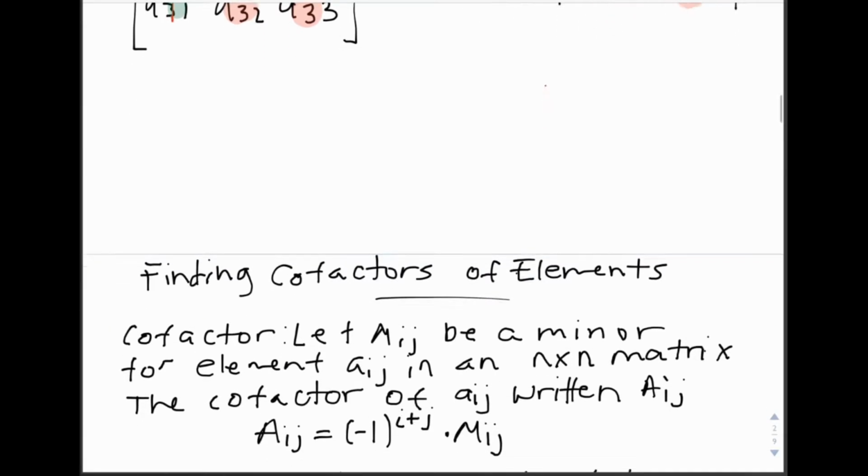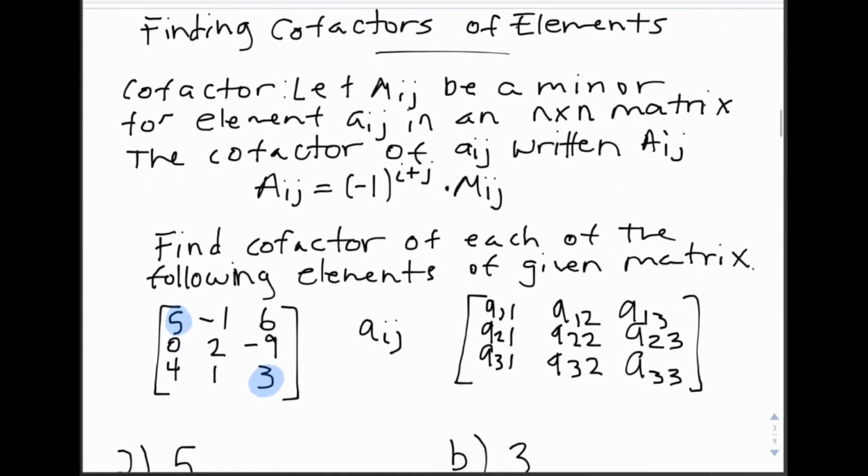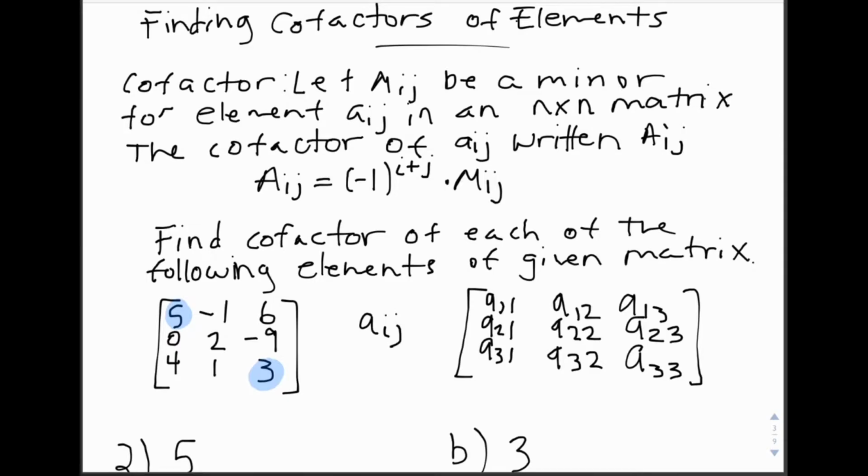So now we can use this to our advantage to find cofactors of elements. Let Mij be the minor for element Aij in an n by n matrix. Then we have the cofactor of Aij, written capital Aij, and that's going to be equal to -1 raised to i, which represents our row, plus j, which represents our column, multiplied by the minor Mij. So we want to try to find the cofactor of each of the following elements of a given matrix.